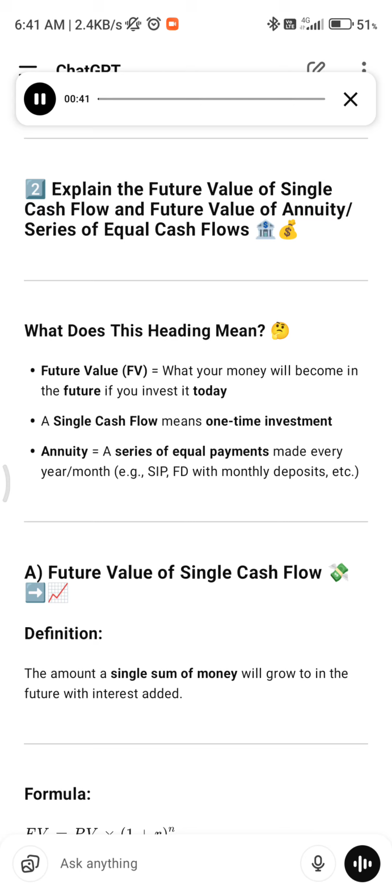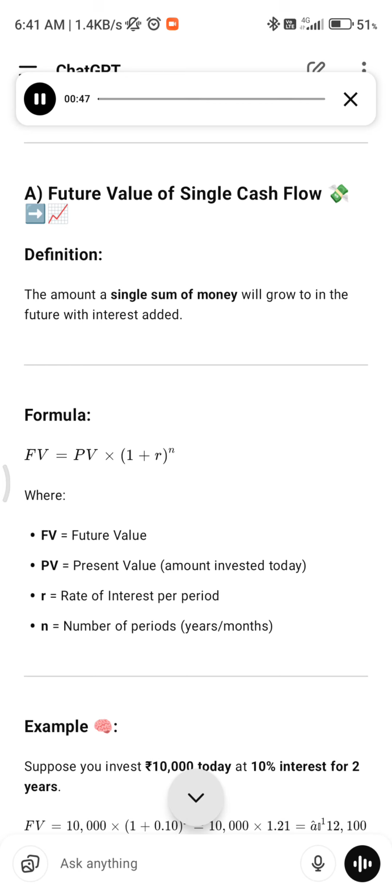A. Future value of single cash flow. Definition: the amount a single sum of money will grow to in the future with interest added. Formula: FV equals PV times (1 + r)^n, where FV equals future value, PV equals present value, the amount invested today, r equals rate of interest per period, n equals number of periods, years or months.